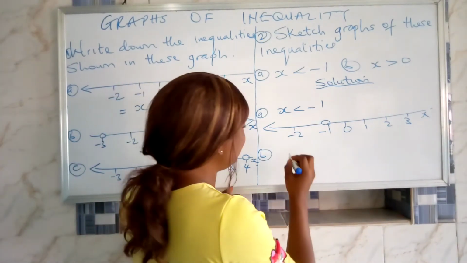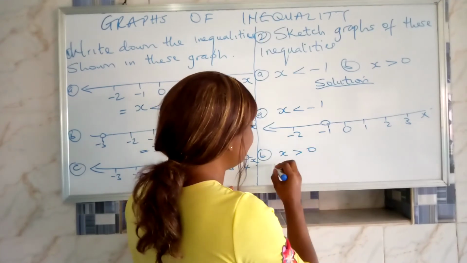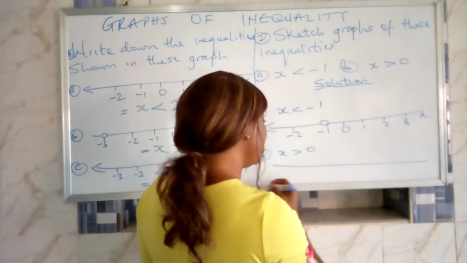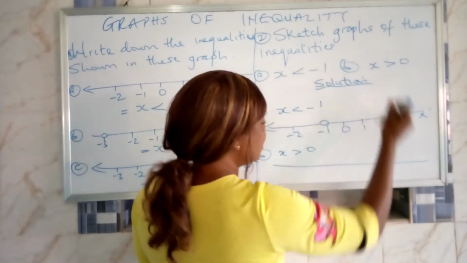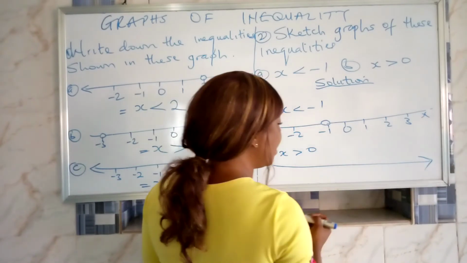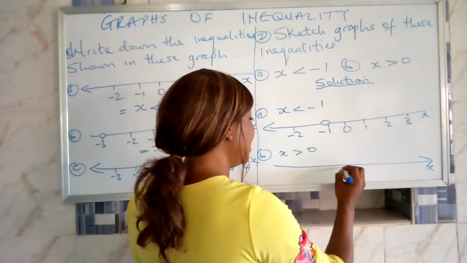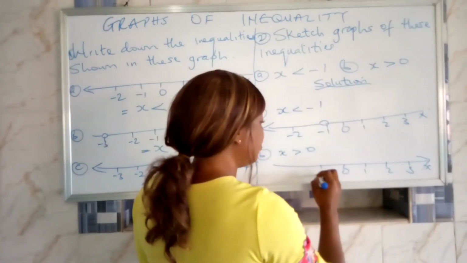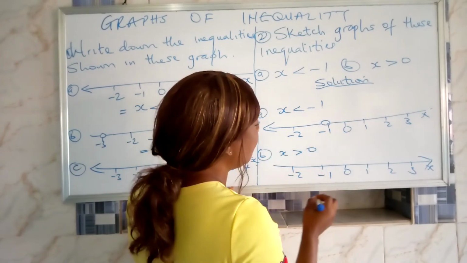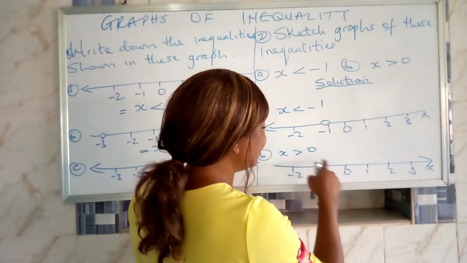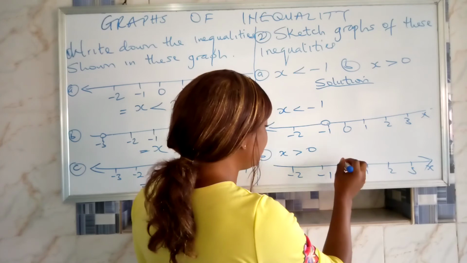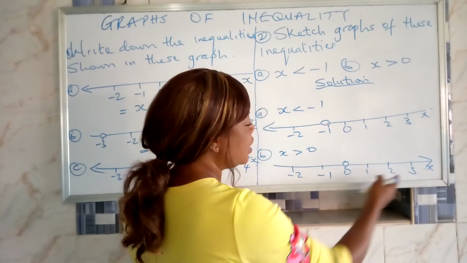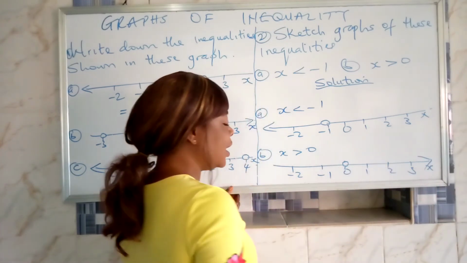The second one is x is greater than 0. You draw your straight line, and the symbol here is greater than, so I'll have it here. Don't forget to put your x. This is 0, 1, 2, 3, minus 1, minus 2. I'll just move on to where I have my 0. This is my 0, so I'm going to put my small circle here. So this is the graph of x is greater than 0.